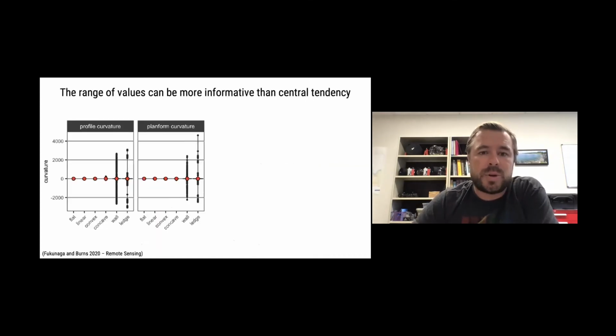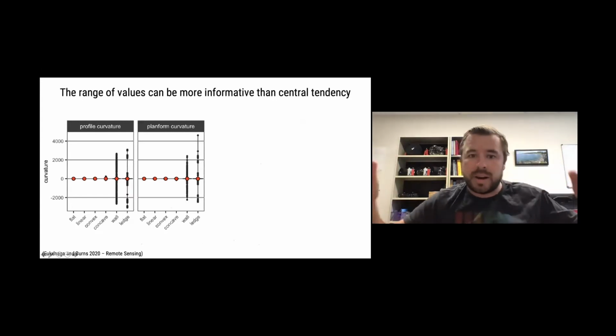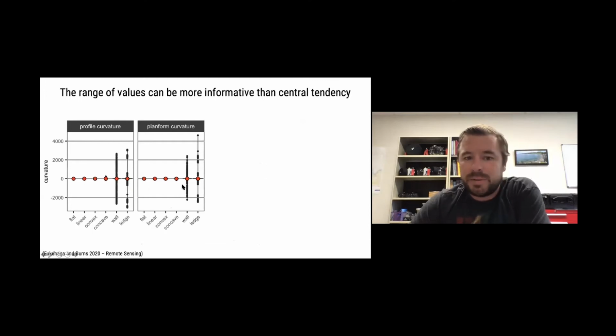And there's a similar trend with curvature, where if you look at the simulated surfaces for both planform and profile curvature, which is measuring concave and convex surface, the mean values are almost all around zero for every single surface. But once you get to the wall and the ledges, we get this dramatic increase in range of curvature. And hopefully this is making sense. I'll come back to all of these values later. So hopefully this is clear.